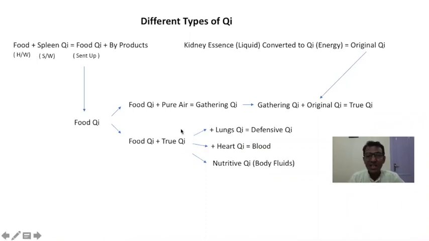And if there is any problem in this true qi, then I will look into the kidney essence or the kidney part. Okay, makes sense? When there is low blood in the body, my first attention should go to proper diet, spleen qi, and heart qi. And even after that, if the blood is not increasing, then I look into the kidney. Okay, I hope this part is clear.